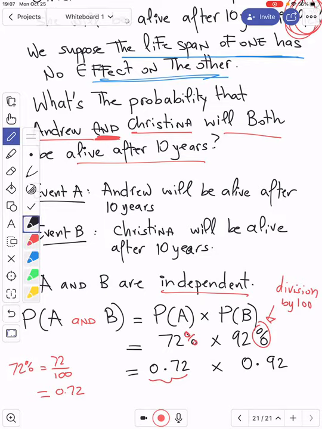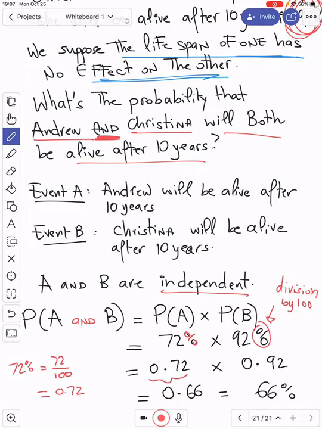And so this is just 0.72 times 0.92. If you use your calculator, that'll be 0.66, I think, if I'm not mistaken. So this is 66%. The probability that both Christina and Andrew will be alive after 10 years is actually 66%.